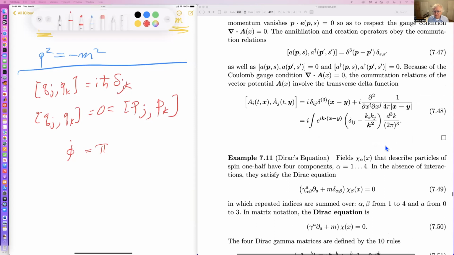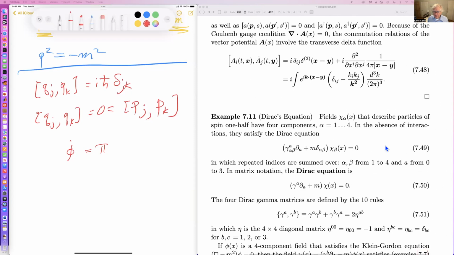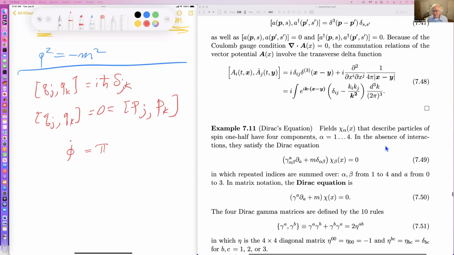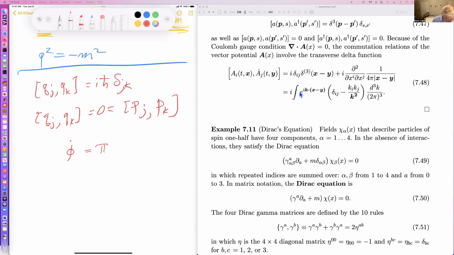because of the Coulomb gauge condition. And no matter if you use a different gauge, this thing still is not so simple.